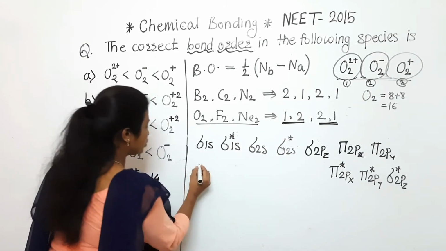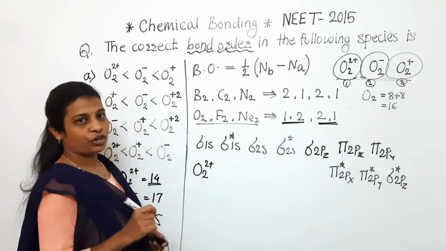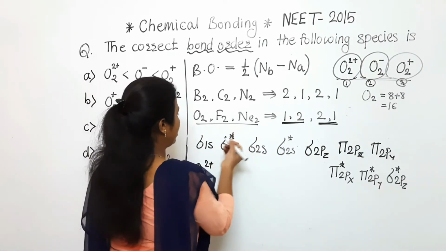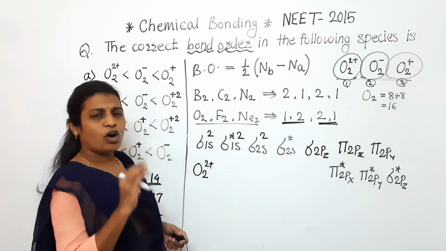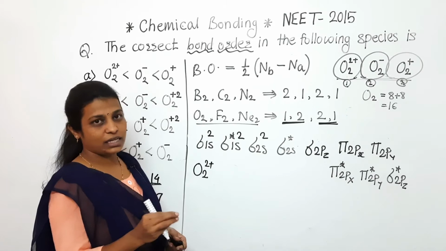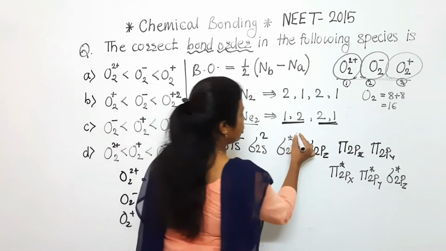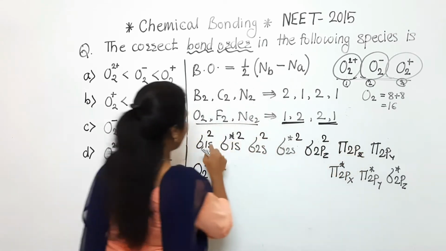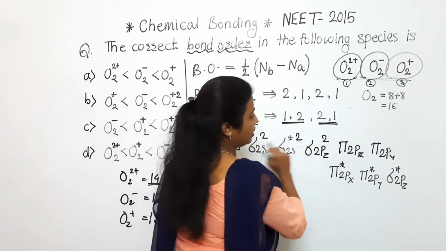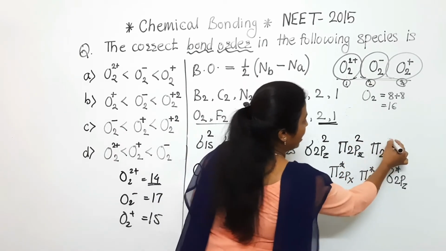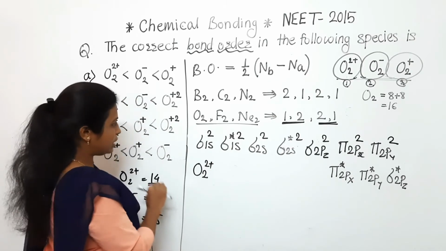So the first one is O2 2+. For it the number of electrons is 14, so we have to add 14 electrons. So 2, 2, 2. As we know, any s orbital, 1s or 2s, has the capacity of only 2 electrons, that's why. So here 2, 2, how many completed? See, 2 plus 2 is 4, 6, 8, 10 completed. So here 12 and here 14. In this way we have completed the 14 electrons.